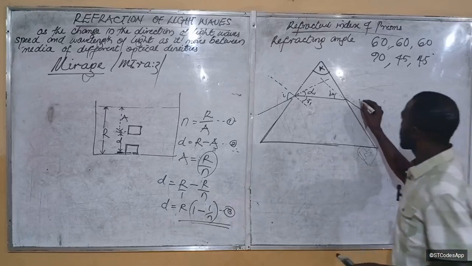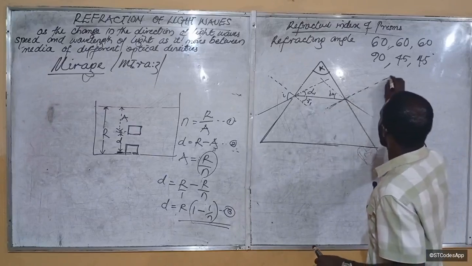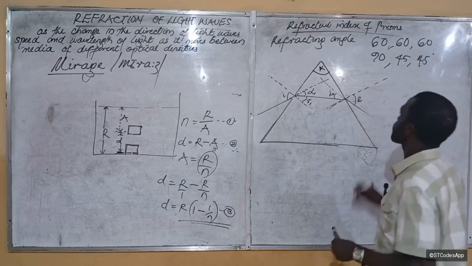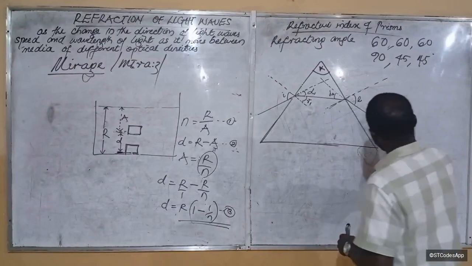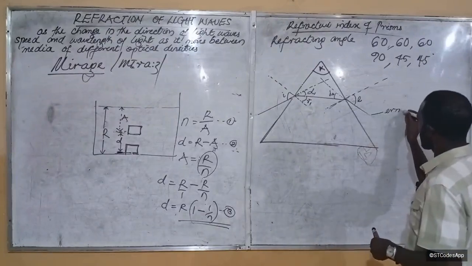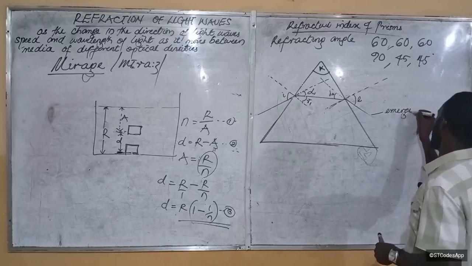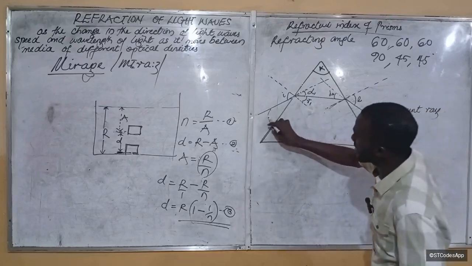So this angle here, we also erect our normal to be able to calculate that angle. This is our normal. So this angle here will be called the angle of emergence. So this ray here is called the emergent ray. And this one is your incident ray.